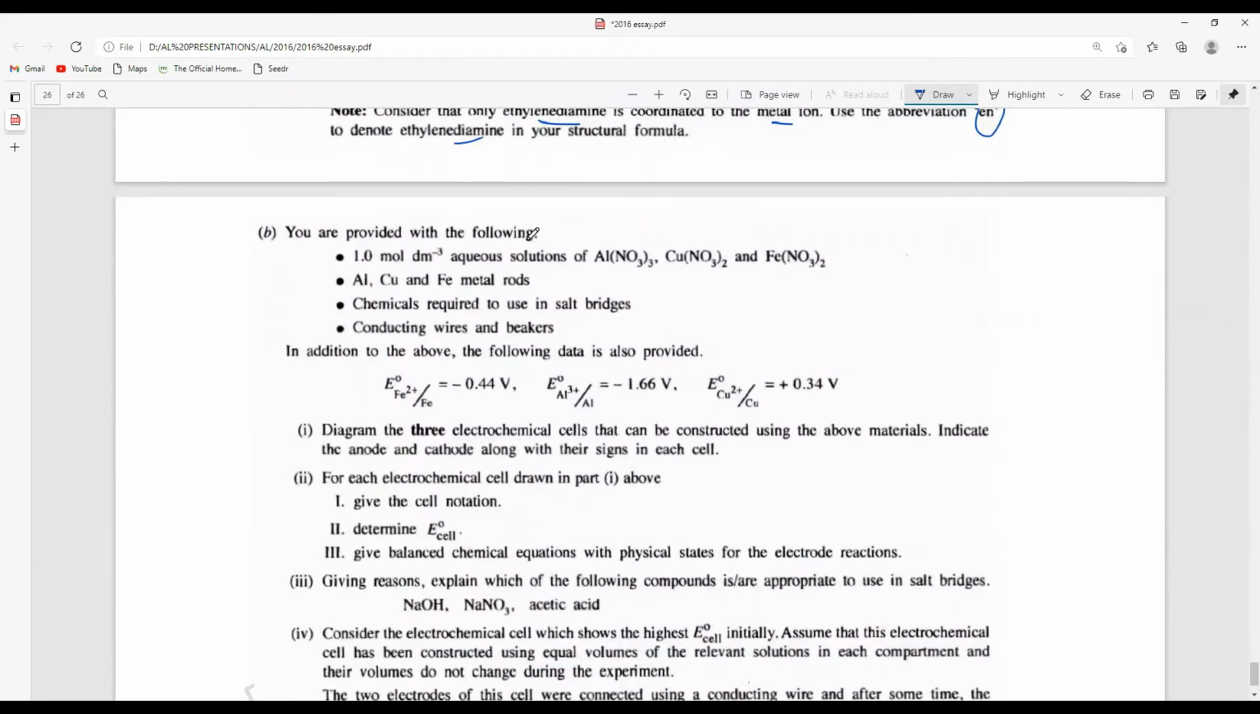So you are provided with the following: 1 mol dm^-3 of aluminium 3+, copper 2+, and iron 2+, and aluminium, copper, Fe metal rods, chemicals required to use a salt bridge, conducting wires, and beakers. In addition, the following data is provided. So for each of these metals, they have given the reduction potential of the electrode.